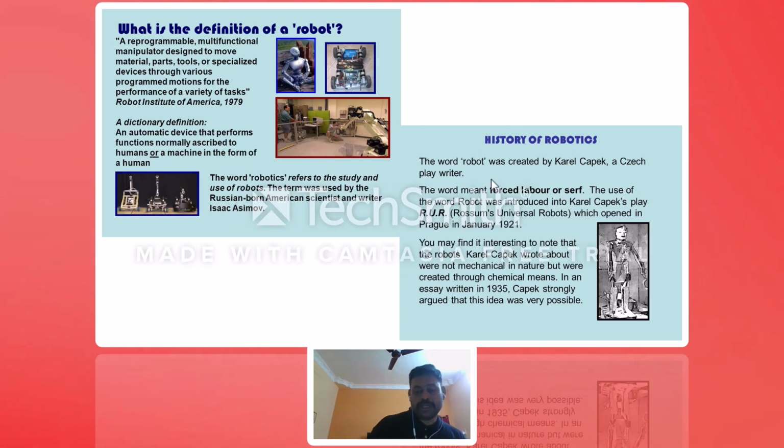Now, a brief history of the robot. The word robot was created by Karel Čapek, a Czech playwright. The word robota means forced labor. The word robot was introduced in the play R.U.R., which means Rossum's Universal Robots, which opened in Prague in 1921. You may find it interesting that the robots were written about as more mechanical in nature, but were created through chemical means. In an essay written in 1935, Čapek strongly argued that this idea was very possible.